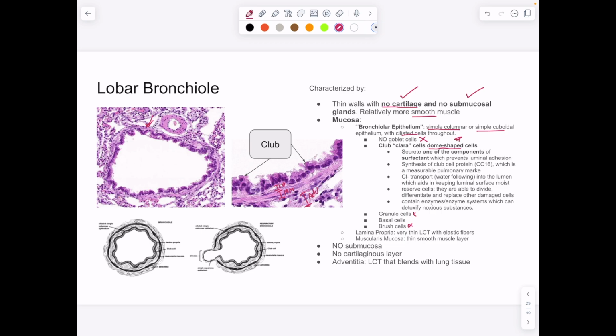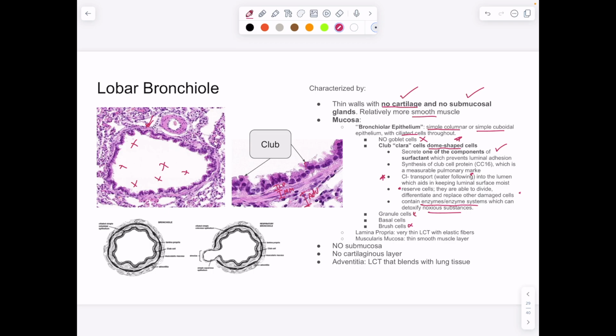They secrete one of the components of surfactant, but they don't secrete surfactant itself, which is a kind of annoying distinction. And they're important for chlorine ion transport, which is going to have water follow into the lumen, which aids in keeping the lumen surface moist. And they can act as reserve cells. They're capable of dividing to other cells and replacing damaged cells. And then they contain enzymes and enzyme systems that detoxify noxious substances.